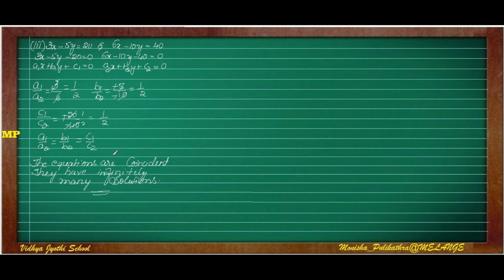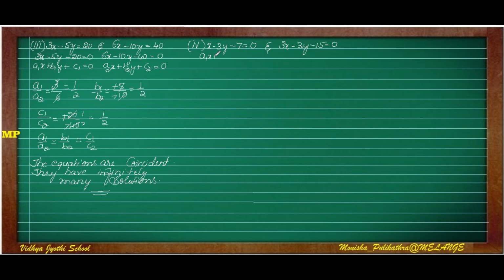So in this method, for infinitely many solutions there is no need of further simplification by using the cross multiplication method. So we will go to the next sum, the fourth one, that is x minus 3y minus 7 is equal to 0 and 3x minus 3y minus 15 is equal to 0.